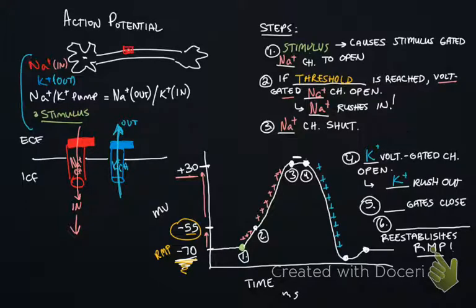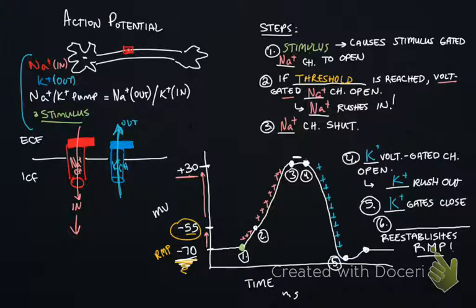Okay? And it will continue to do that. It actually drops below a resting membrane potential. So from 4 to 5, we're losing all of our positive charges. Potassium is leaving the cell. It drops below resting membrane potential, and eventually those potassium channels will close.